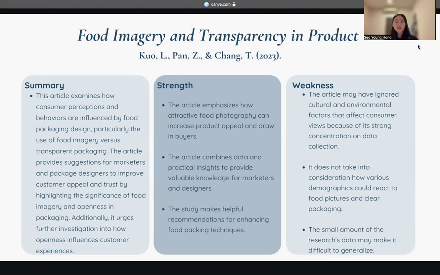And the weakness is that the article may ignore cultural and environmental factors that affect consumer view. And the second one, it does not consider how various demographics could perceive food pictures and clear food packaging. And only a small amount of research may have been used for this article.